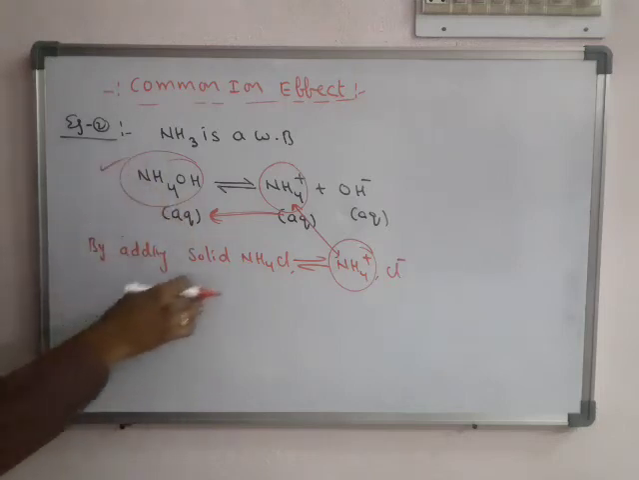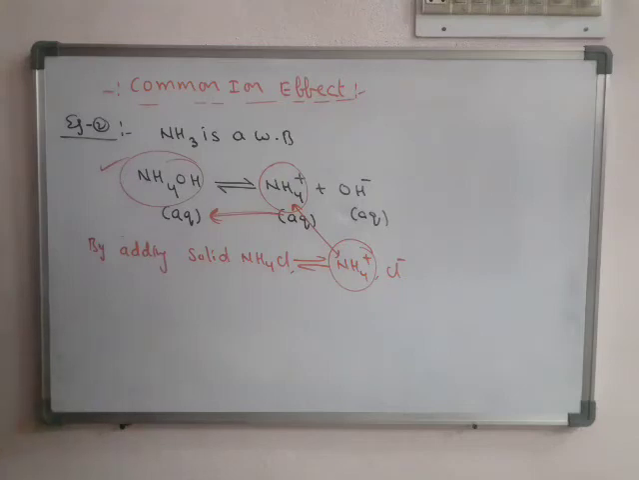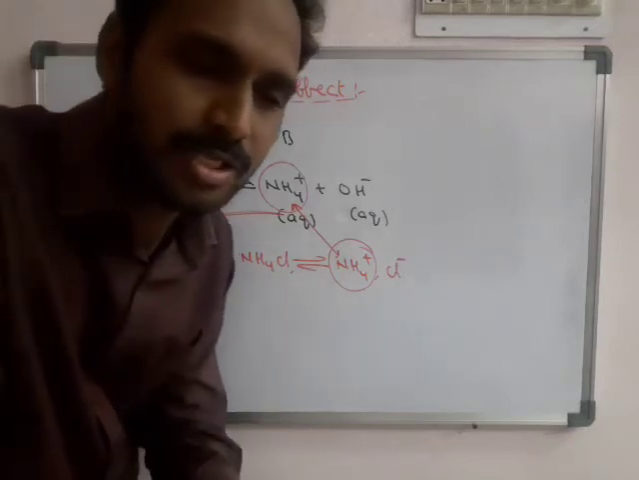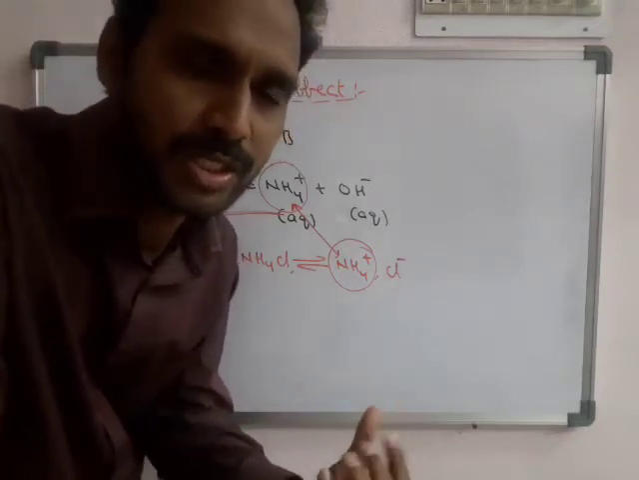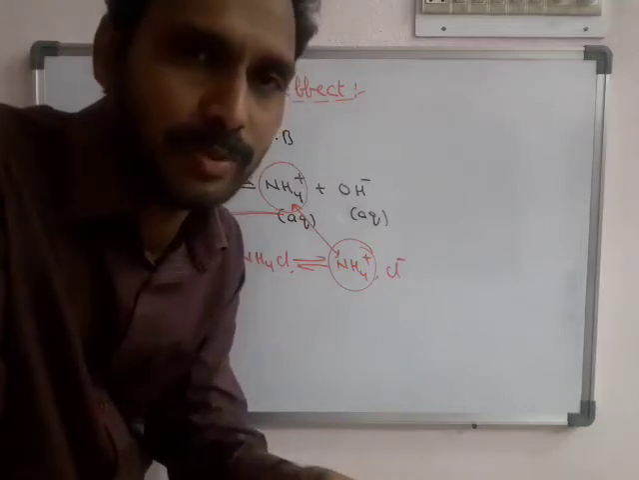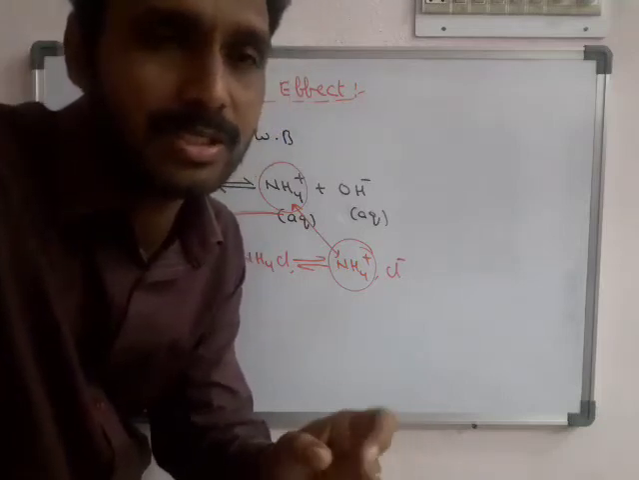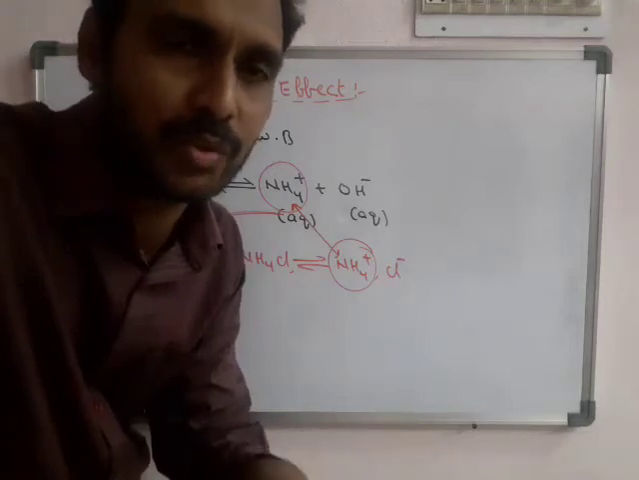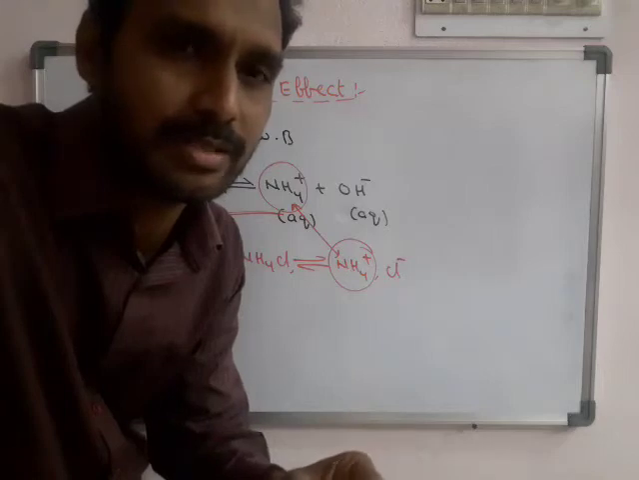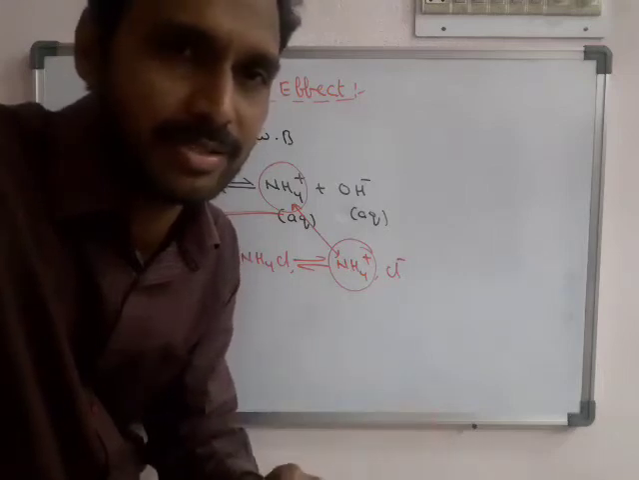But here what is the common ion? Ammonium is the common ion. Okay, means automatically we can say there is also a decrease in the degree of dissociation. So automatically it is compared with the solubility, means the solubility of weak acids, weak electrolytes. Solubility of weak electrolytes also decreases due to the common ion effect.